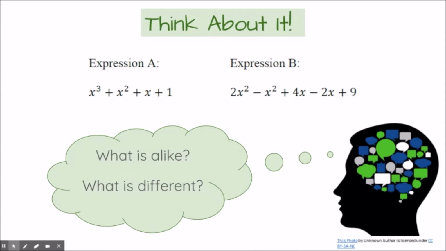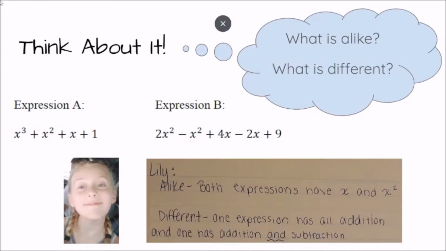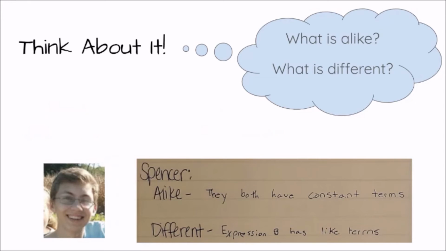Let's hear from my family to learn about their ideas. As you listen, look at the expressions to help you make sense of what they noticed and see if any of the things that you noticed are the same or different than what they noticed. Hi Lily, what did you notice? I noticed that both expressions have x and x squared. Something different that I noticed is one expression has all addition while the other has addition and subtraction. So what's that vocabulary word that describes the small 2 next to the x and the x squared? Exponent. Thanks, Lily.